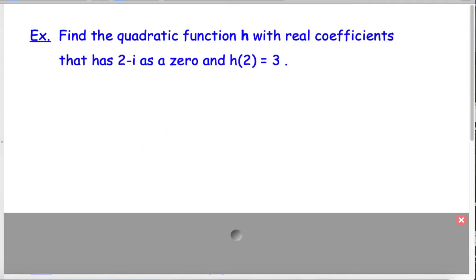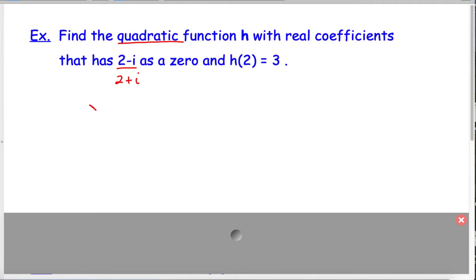All right, 2 more examples. Find the quadratic function h with real coefficients that has 2 minus i as a 0, and also h of 2 is going to equal 3. So we'll worry about that later. Let's focus on what we're trying to do. We need a quadratic. We know 2 minus i is a 0, therefore 2 plus i is also a 0.